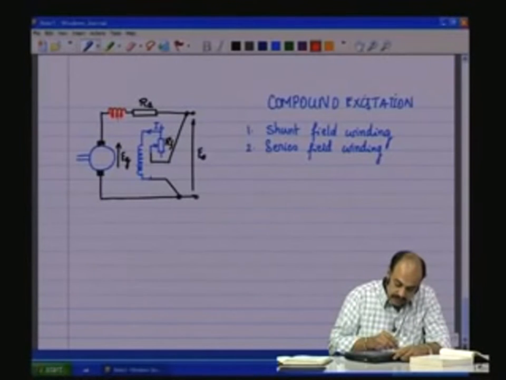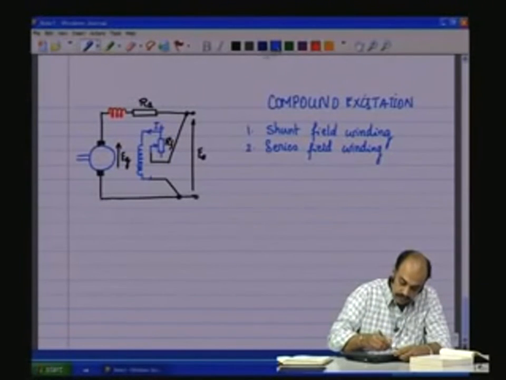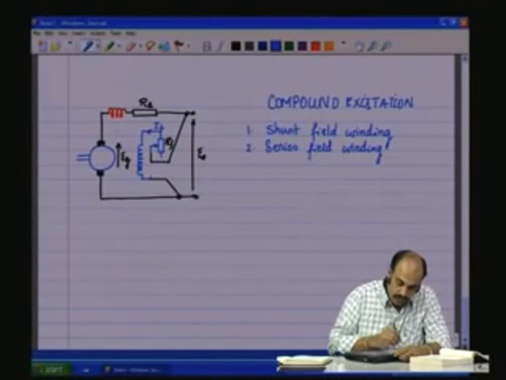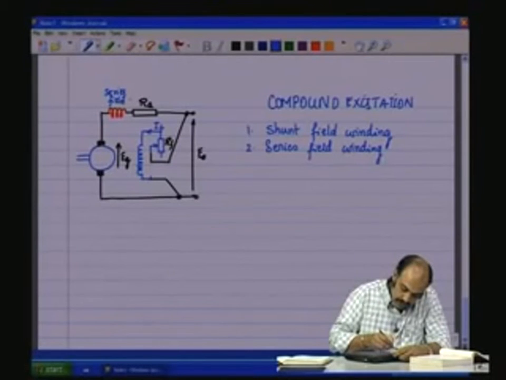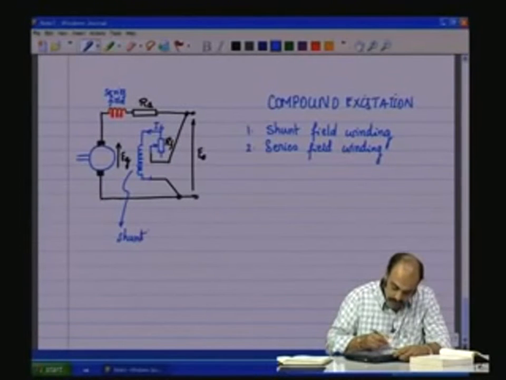Now, this will have less number of turns because the current here is pretty high, it is the load current that is flowing through the series field winding. So, this will be the series field winding, and this will be the shunt field winding.